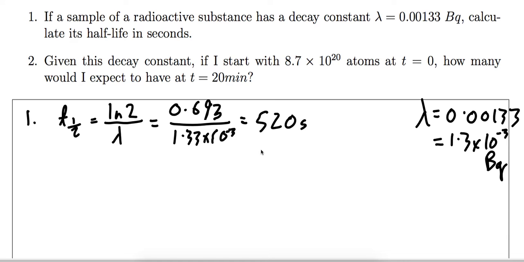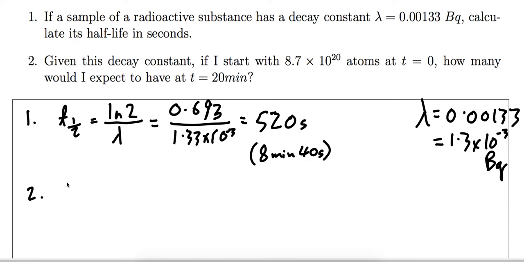So that's the half-life. We could express that as 8 minutes 40 seconds. So it's just under 9 minutes is one half-life. So half the amount is going to be gone after that period of time. So, all right, if we start with a particular number of atoms, we've started with 8.7 by 10 to the 20 at t equals 0.